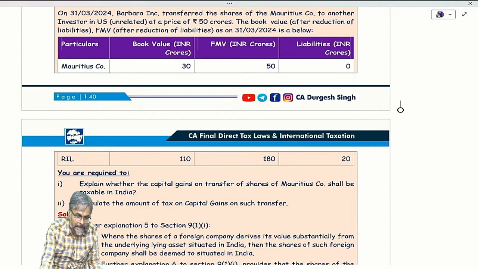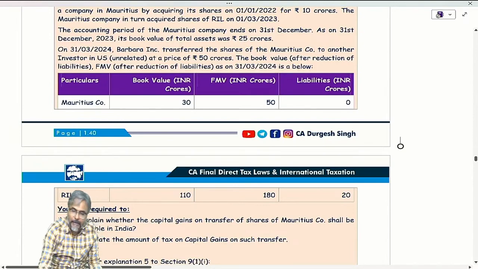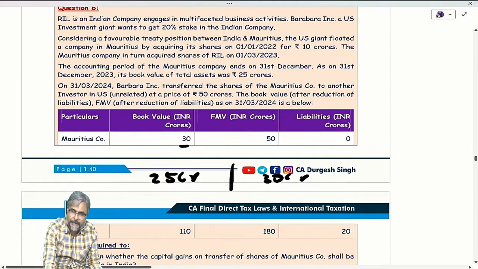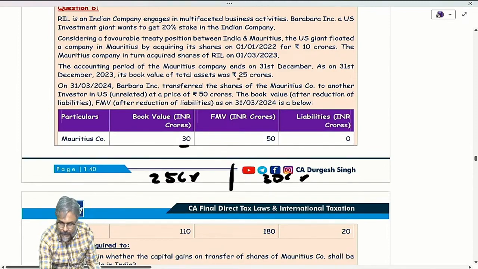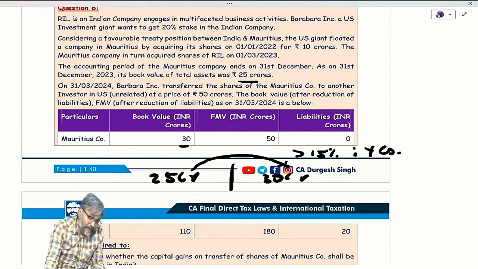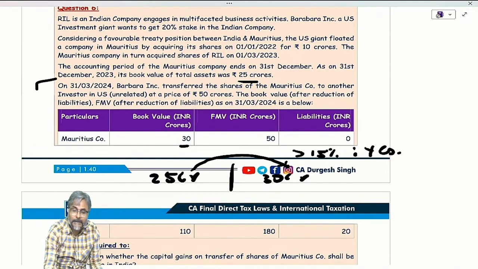So what is the relevant date in this case? You have compared which value to which value? 25 crores and 30 crores, isn't it? So is the increase more than 15%? Is the increase by more than 15%? And the answer is yes. And if the increase is by more than 15%, then in that case, we will go with what? The date of transfer.